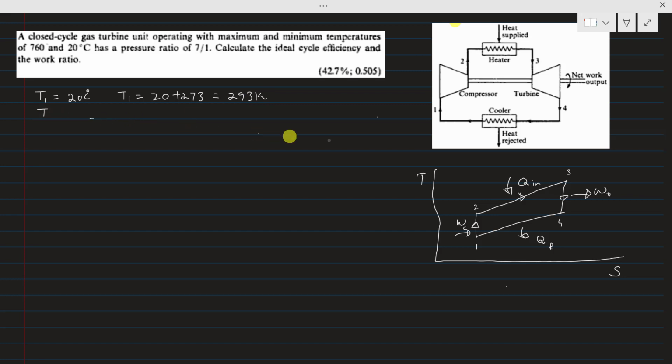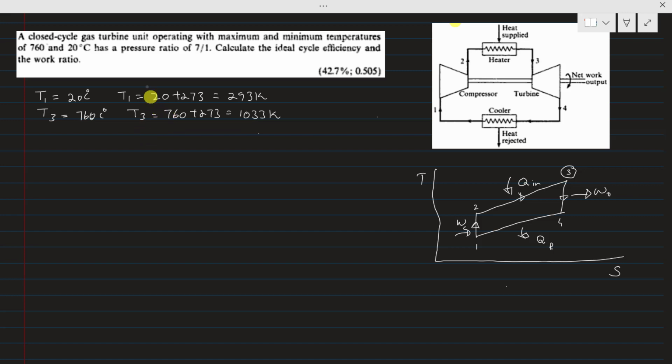Next is the maximum temperature. You know the maximum temperature will be found at point T3, because here heat addition takes place. So when heat is added, you get the maximum temperature in the cycle, that is at T3. So T3 is 760 centigrade. Just add 273 to it, and you will get 1033 Kelvin.